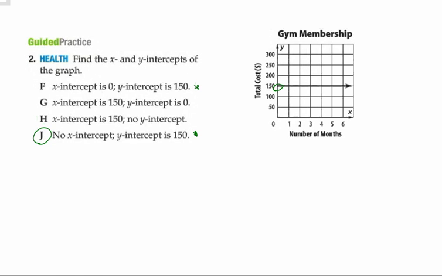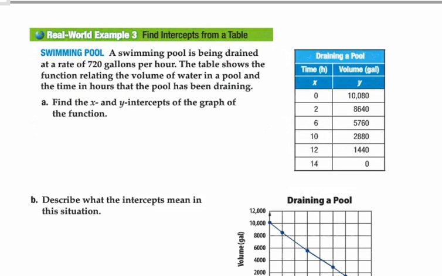Okay, moving right along. Looking at our swimming pool, this is where we have to interpret those intercepts and explain what they mean. A swimming pool is being drained at a rate of 720 gallons per hour. The table shows the function relating the volume of water in a pool and the time in hours that the pool has been draining. So we're supposed to find the x and the y-intercepts of the graph of the function.